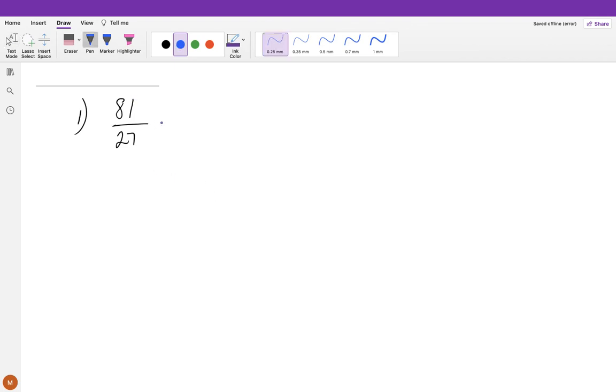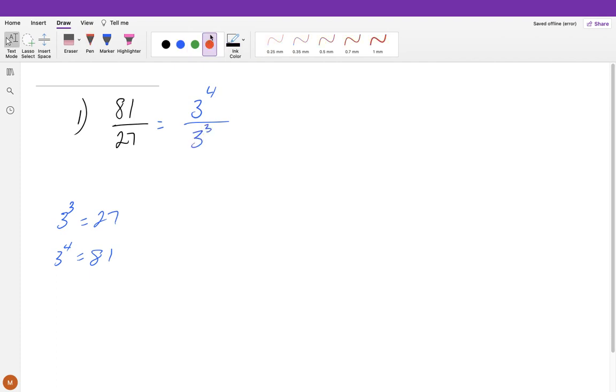But what we can do now is, using your cheat sheet, you will see that 3 raised to the third power is equal to 27, and 3 raised to the fourth power is equal to 81. So you'll look for these numbers on your cheat sheet, and then you'll rewrite them as that number raised to a power. So I can rewrite 81 as 3 to the fourth power and 27 as 3 to the third power. So when you're answering this on your assessment, this is a step that you have to show me.